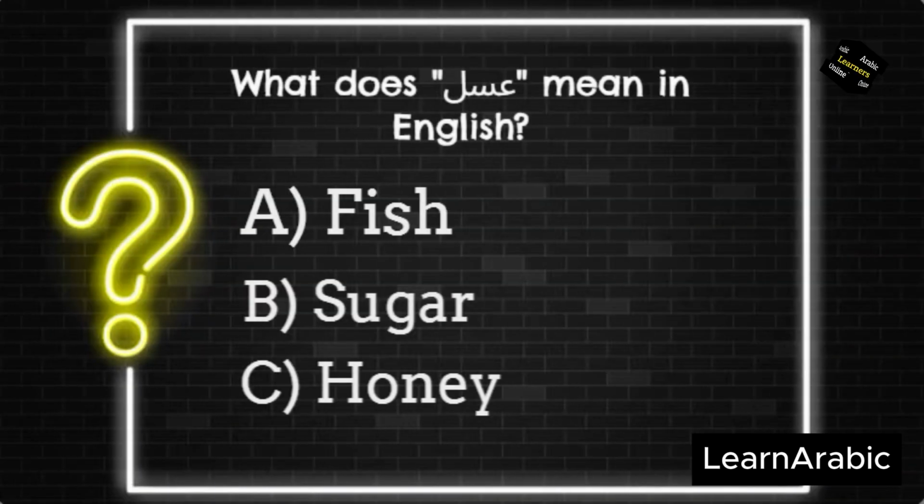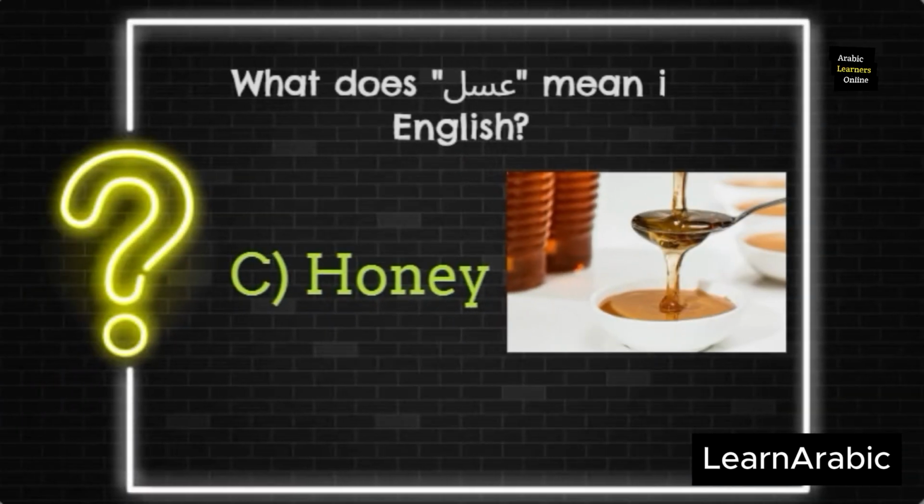What does عسل mean in English? Fish, sugar, honey. Correct answer is honey.